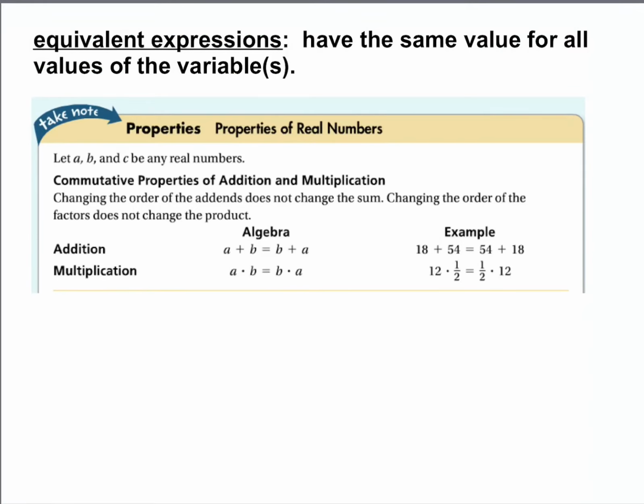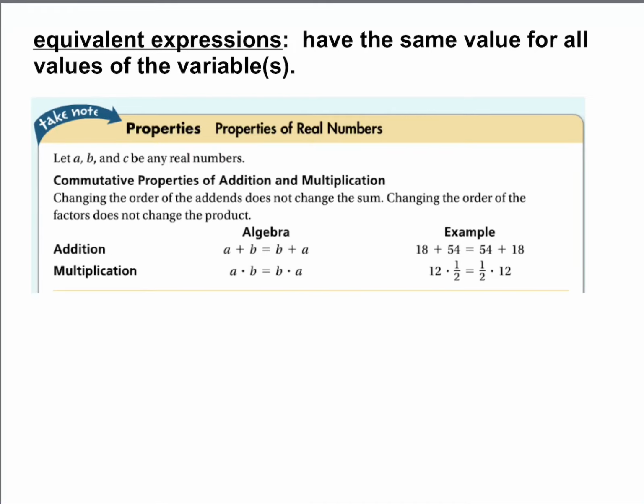Okay, we're going to start with our vocab. This section is actually just a lot of vocab, and then practice using that vocab. First, we have equivalent expressions. Those have the same value for all values of the variables. So that means we'll have two expressions, and no matter what you put in there for x, they will both still be equal. Okay, we're going to start with the commutative property of addition and multiplication.